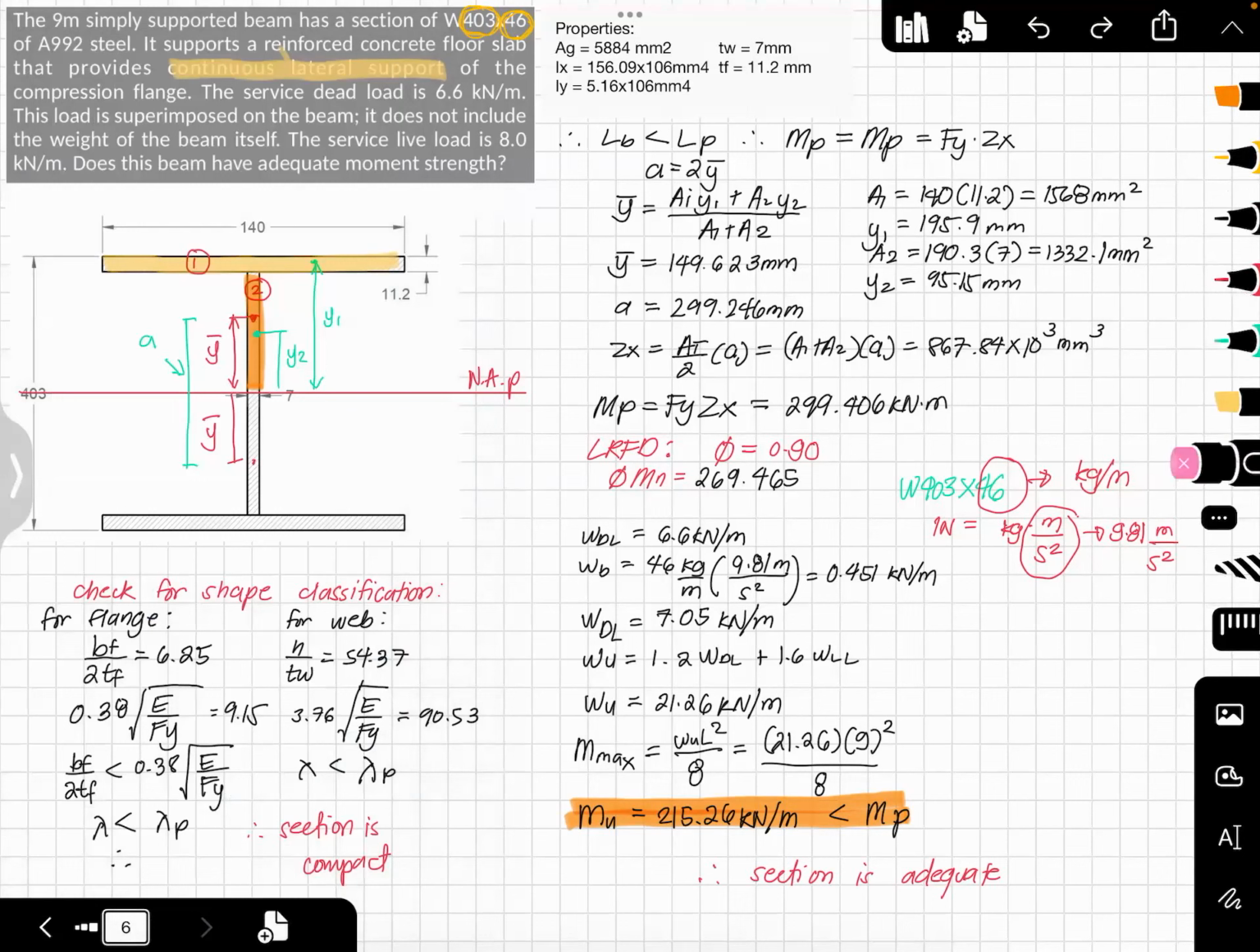So let us repeat the process. The first thing we need to do is check if the section is compact or not. Then, after checking the shape classification, we check which category it falls under, whether it is under lateral torsional buckling or not. In this case, as I mentioned earlier, it is stated in the problem that there is continuous lateral support, so lateral torsional buckling is not present. Therefore, we will make use of condition number 1.